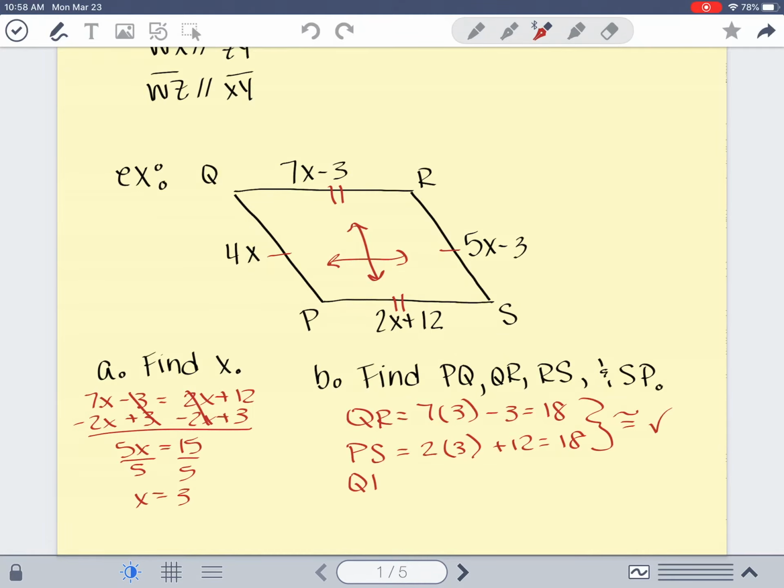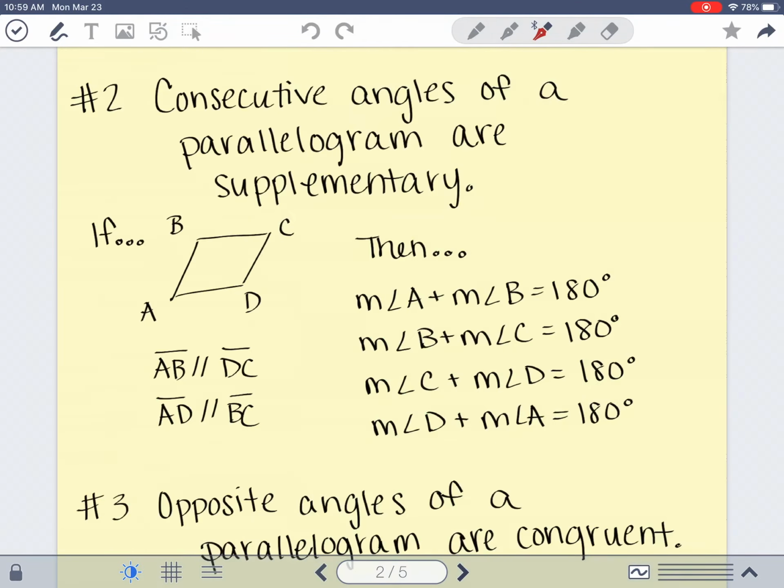We're going to do the same thing with QP, or on here, we named it PQ. So we have 4 times 3, which is 12, which means that we also want RS to be the same thing. So 5 times 3 is 15, minus 3 does give you 12. So those are also congruent, which is exactly what we wanted. Okay, so in a parallelogram, the opposite sides are congruent.